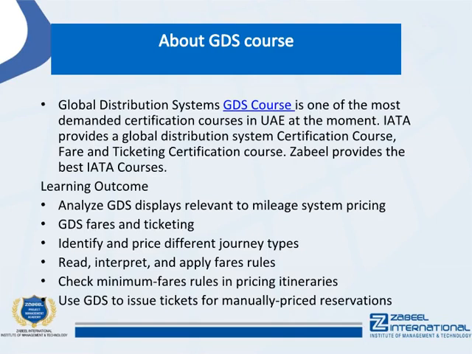Learning outcome. Analyze GDS displays relevant to mileage system pricing. GDS fares and ticketing. Identify and price different journey types. Read, interpret, and apply fare rules. Check minimum fare rules in pricing itineraries. Use GDS to issue tickets for manually priced reservations.